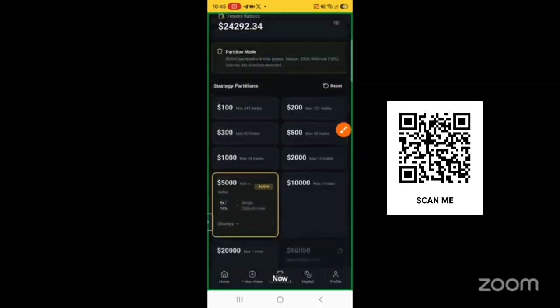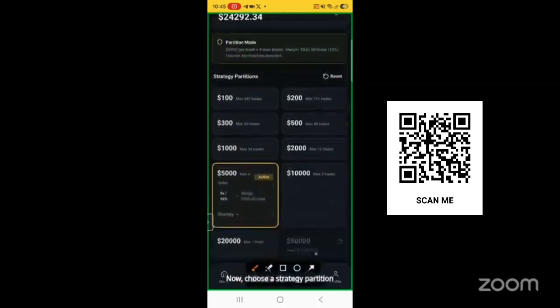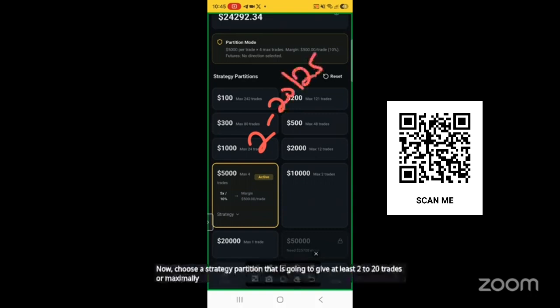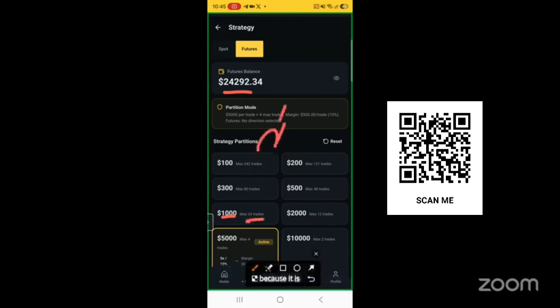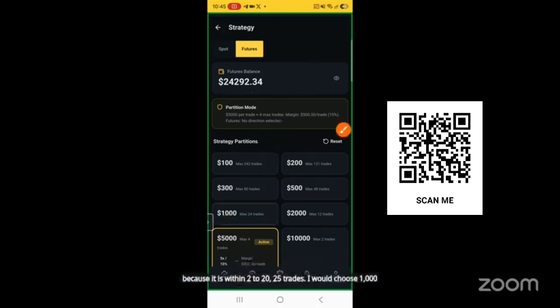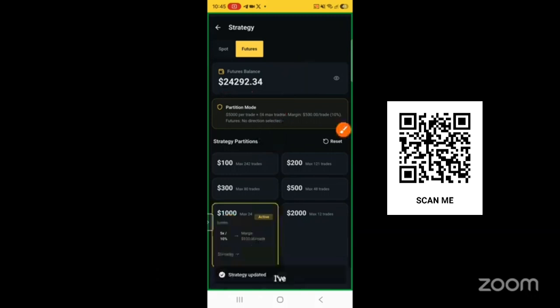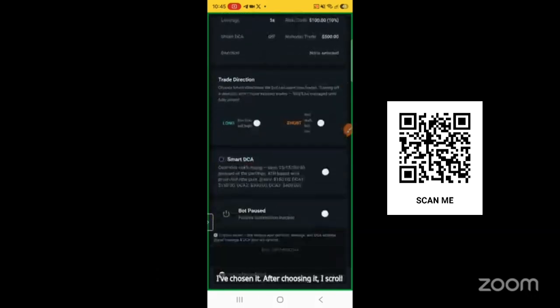Now, choose a strategy partition that is going to give at least 2 to 20 trades, or maximally 25 trades. In this case, let's say this was my starting capital. Which partition would I choose? I would choose a partition of $1,000 to give me 24 trades because it is within 2 to 25 trades. After choosing it, I scroll down and turn on buttons 1, 2, 3, and 4.